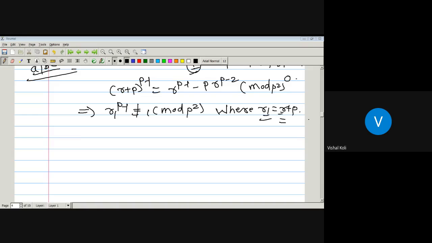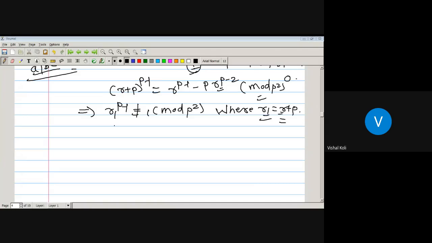And from that we have considered r1 to the power p minus 1, and r1 to the power p minus 1 is nothing but r to the power p minus 1 minus p into r to the power p minus 2 modulo p square. But as r is a primitive root, GCD of r and p is equal to 1. As GCD of r and p is equal to 1, then there is no p factor in this r to the power p minus 2. Therefore, p into r to the power p minus 2 is never congruent to 0 modulo p square. Therefore, r1 to the power p minus 1 is never congruent to 1 modulo p square.